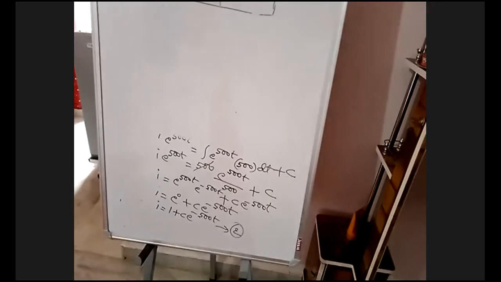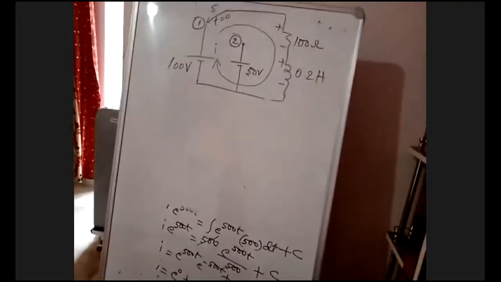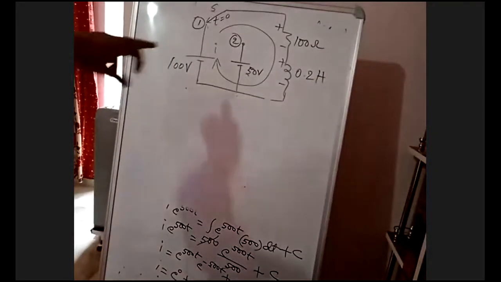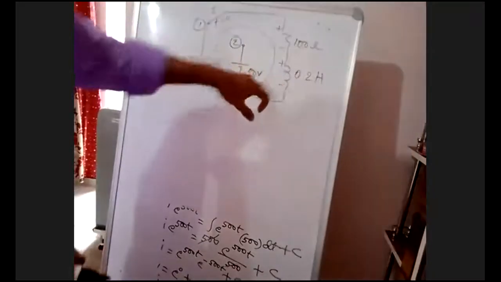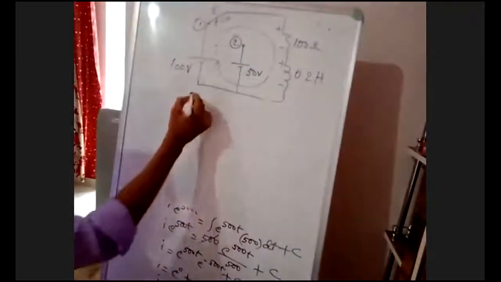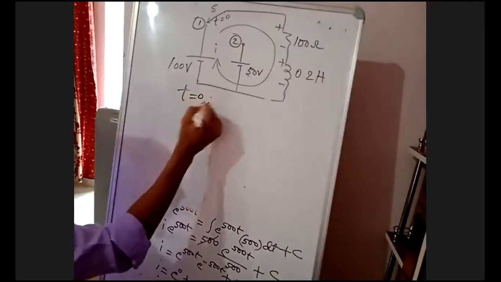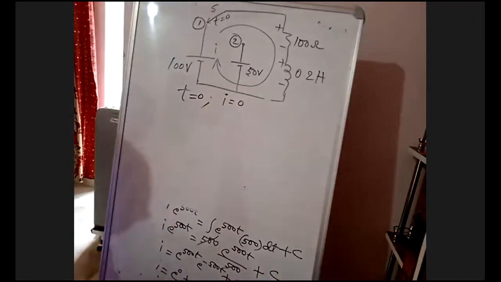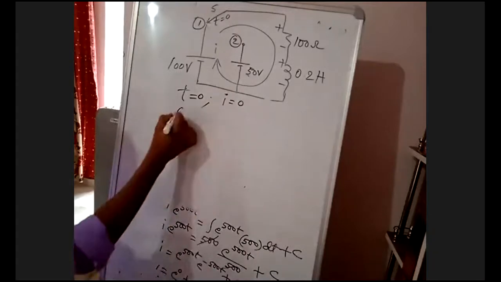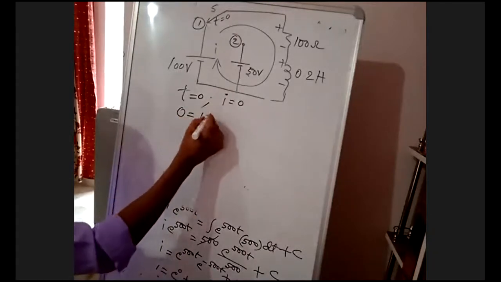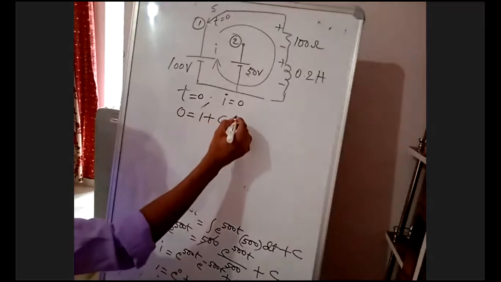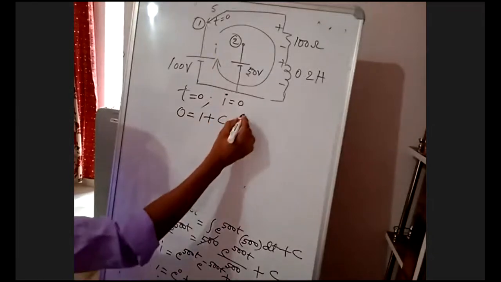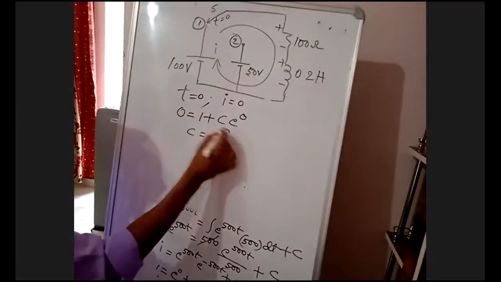For determining constant C, what you will do? Initial condition. We'll substitute t equal to 0. At t is equal to 0, this inductor will act as open circuit. In open circuit, your current is 0. Now in equation 2, substitute this I is equal to 0. C is equal to -1.